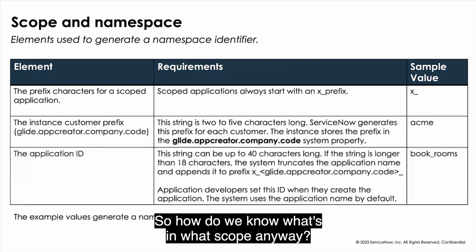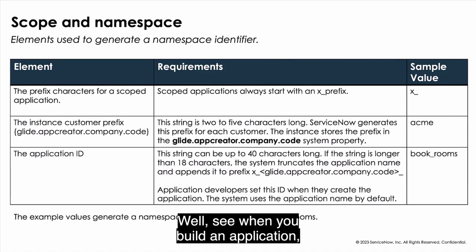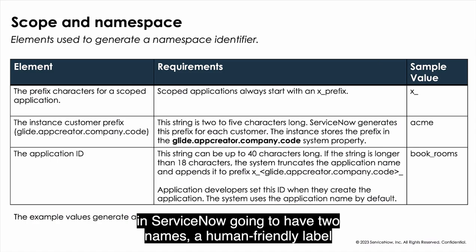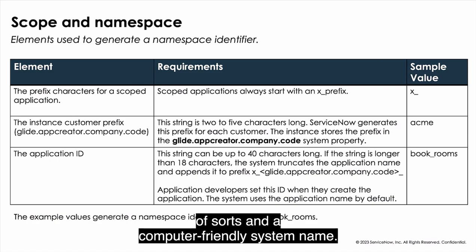So how do we know what's in what scope anyway? Well, see, when you build an application, that application is, like everything in ServiceNow, going to have two names. A human-friendly label of sorts, and a computer-friendly system name.